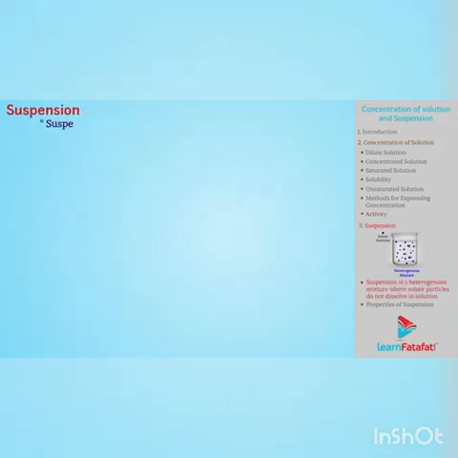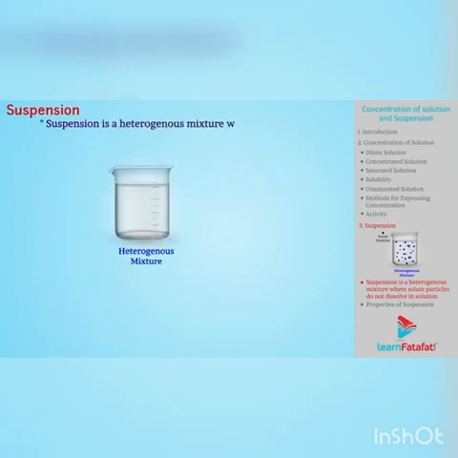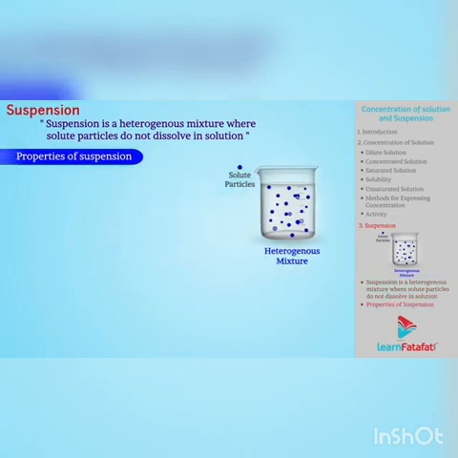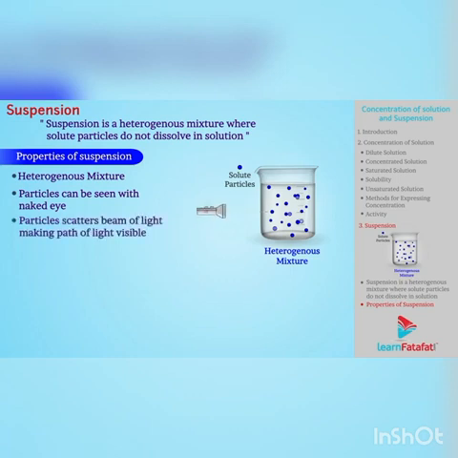Suspension. Suspension is a heterogeneous mixture where solute particles do not dissolve in solution and remain suspended in the bulk medium. Let's discuss some properties of suspension. Suspension is a heterogeneous mixture where particles of suspension can be seen with the naked eye. Particles of suspension scatter a beam of light, making the path of light visible.